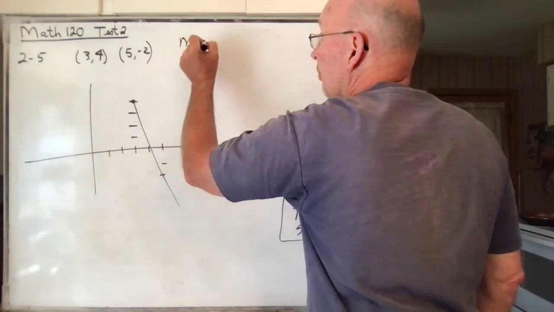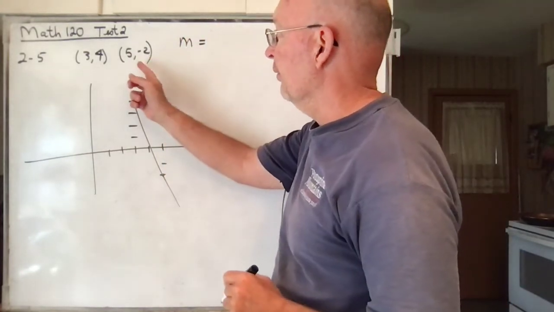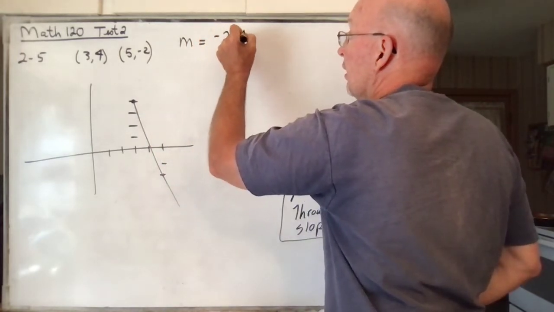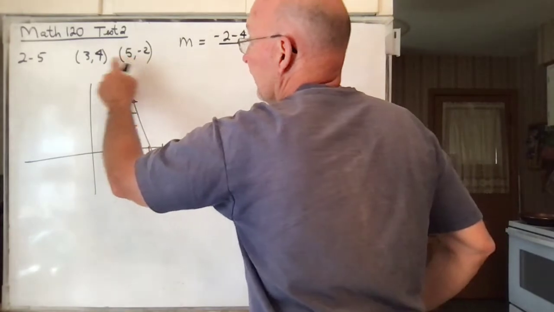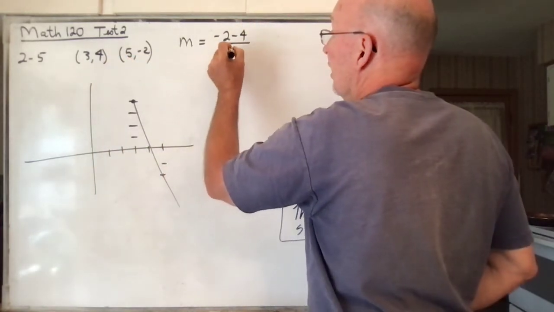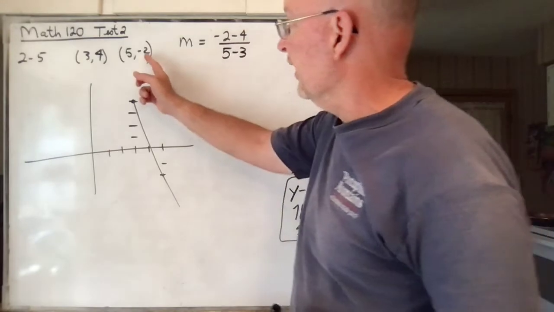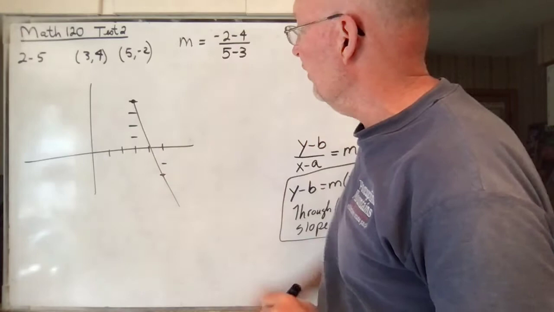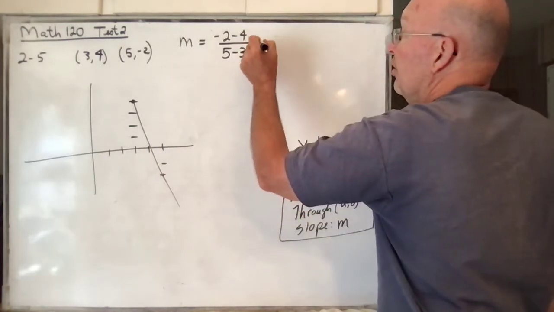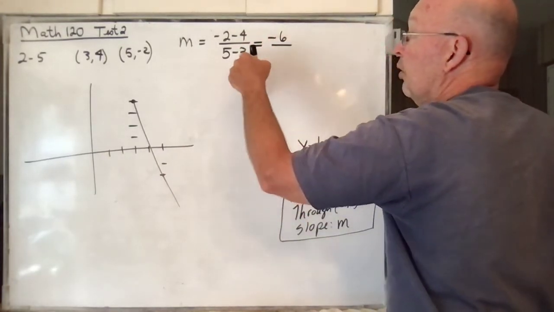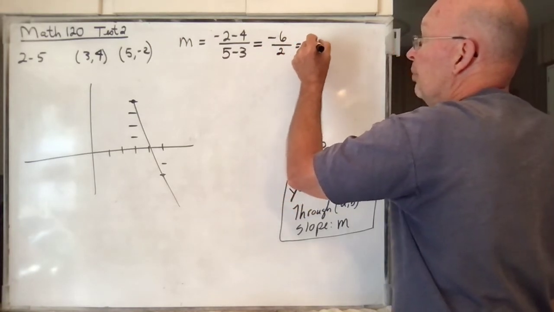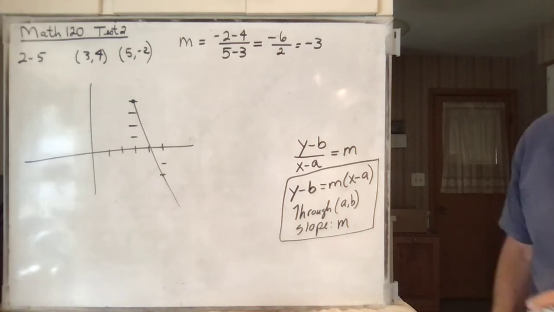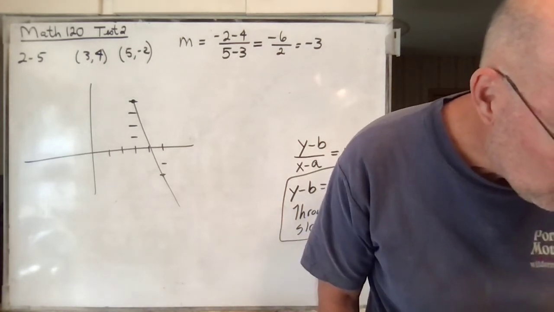So here's the slope. Choose either one and subtract the other one. I'm going to go -2 minus 4, and now I'm going to have to take 5 minus 3. If you take this one minus this one, then you have to also take that one minus that one. It's the change in the y values over the change in the x values. So that's going to be -6 over 2, which is a slope of -3. That's the answer to problem number 2.